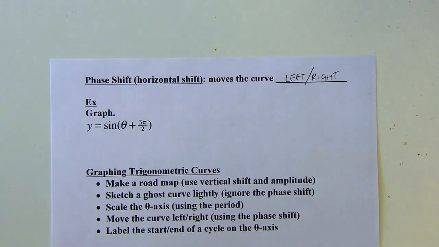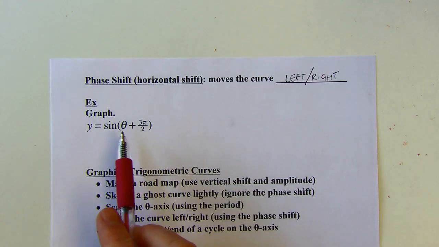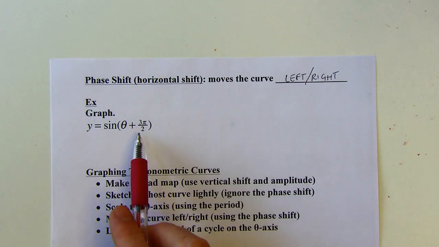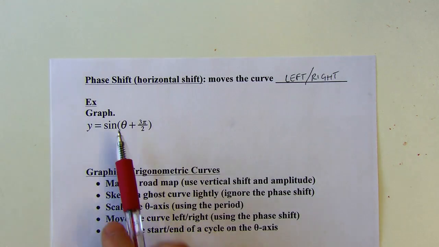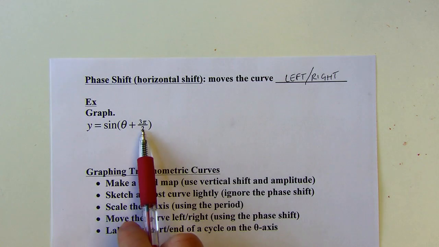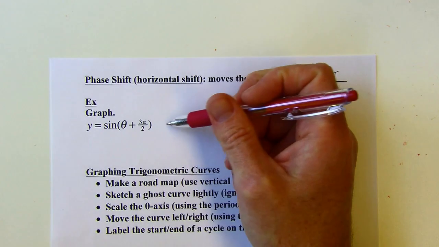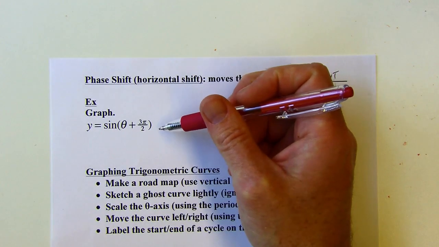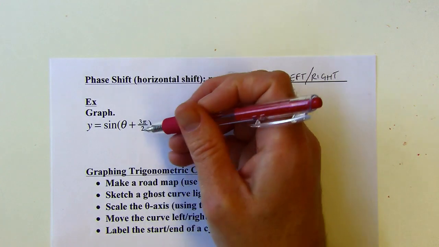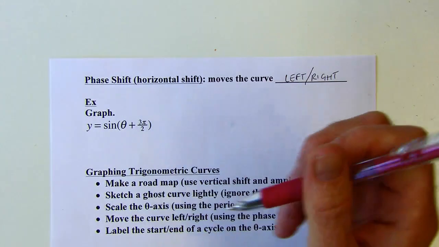Okay. All right, so let's take a look here. We're going to graph this. There's not a lot going on, but I do have this new part, right? We haven't added or subtracted inside of the parentheses. If we had something added or subtracted outside at the end, that would be a vertical shift. But this is going to correspond to a phase shift, okay?